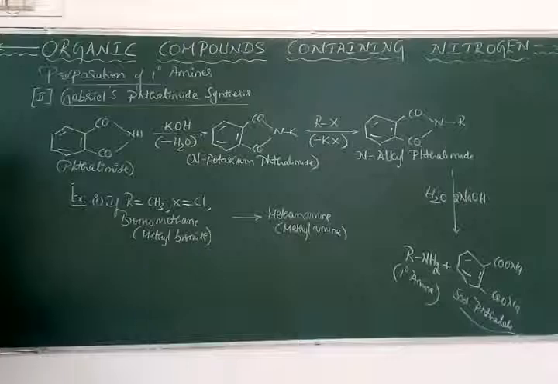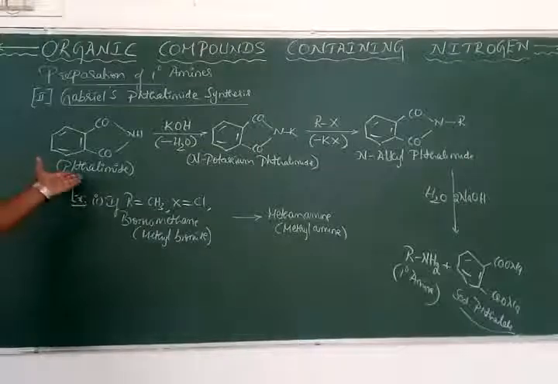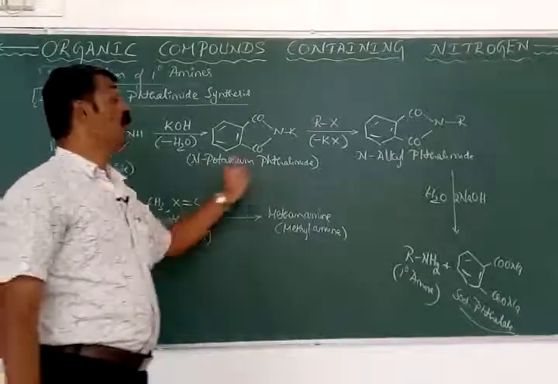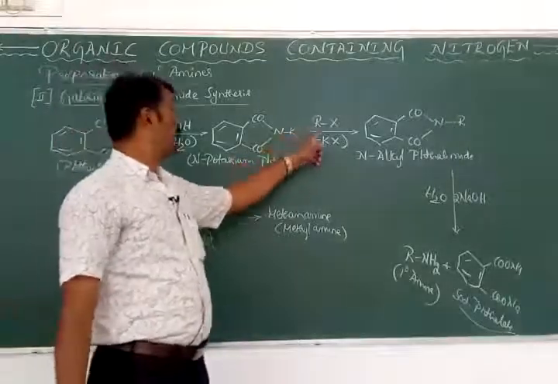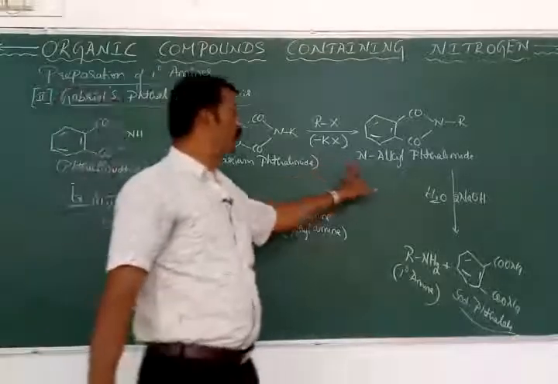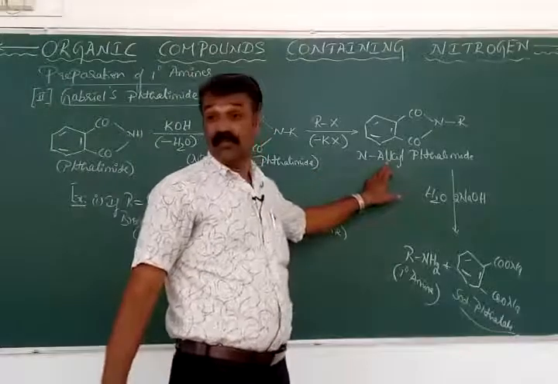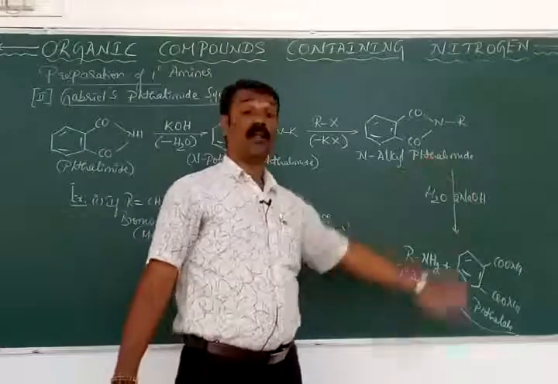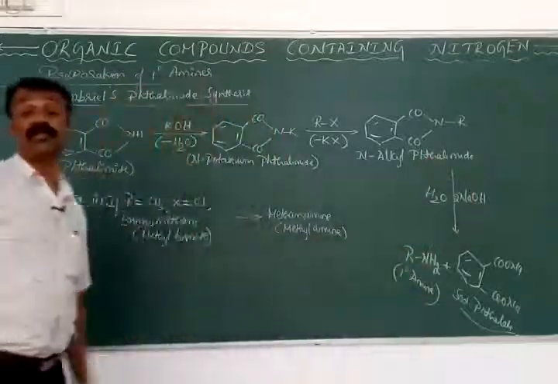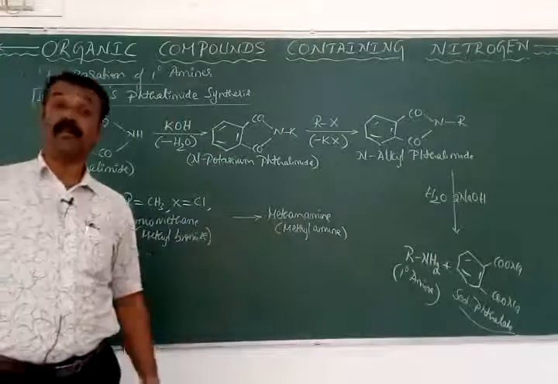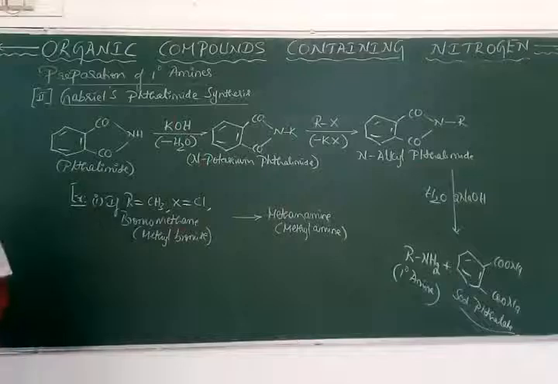Okay. How to read this or how to make a sentence of this? Potassium phthalimide is made to react with an alcoholic potassium hydroxide to form N-potassium phthalimide, which reacts with bromomethane or methyl bromide to form N-methyl, because instead of R we have put the which one? CH3. Therefore it is called N-methyl phthalimide, followed by alkali hydrolysis using strong NaOH or KOH to form respective what amine? Methanamine. Methanamine is also called methylamine.